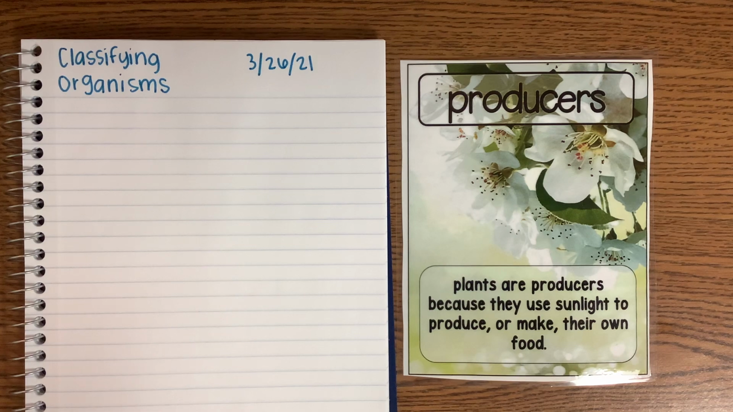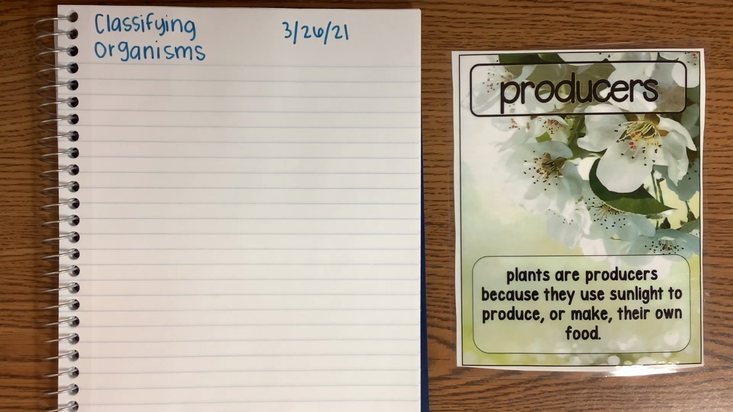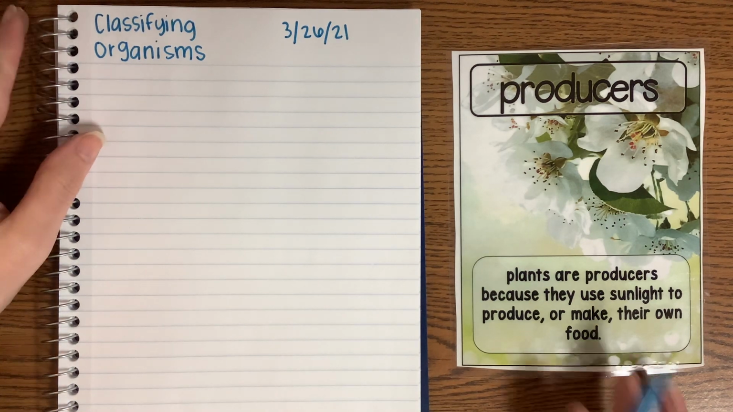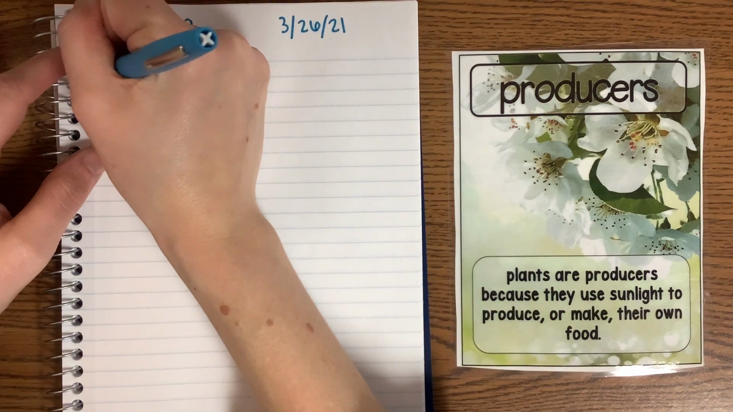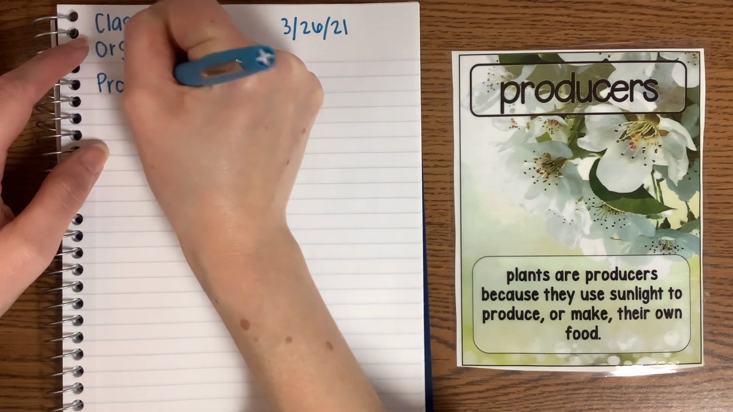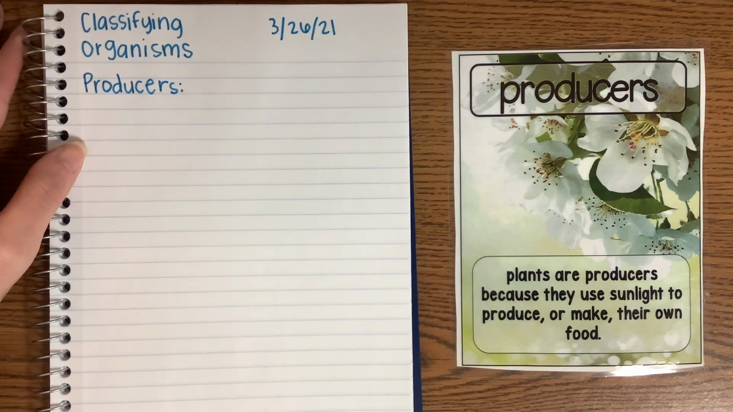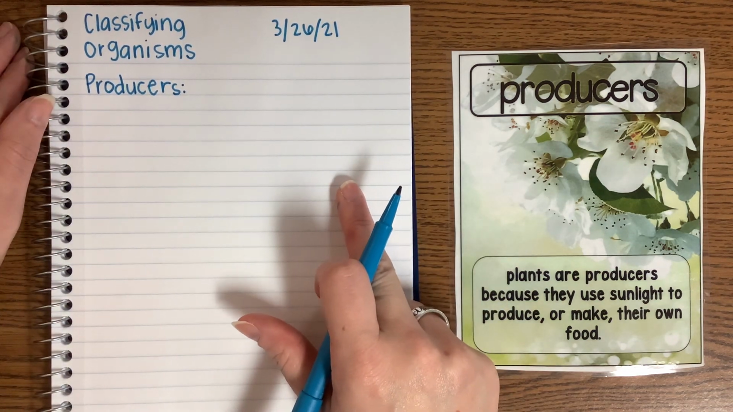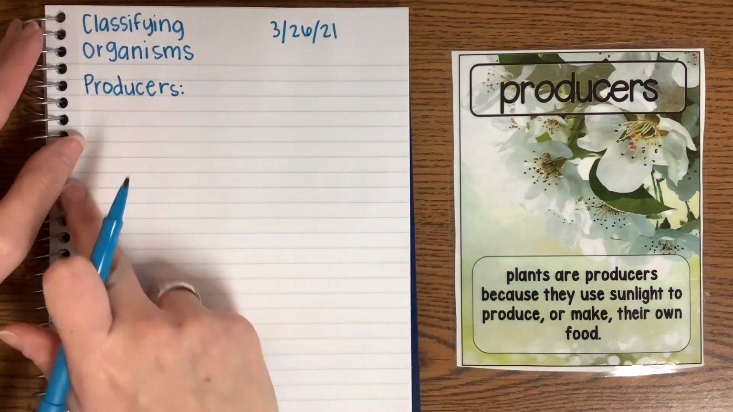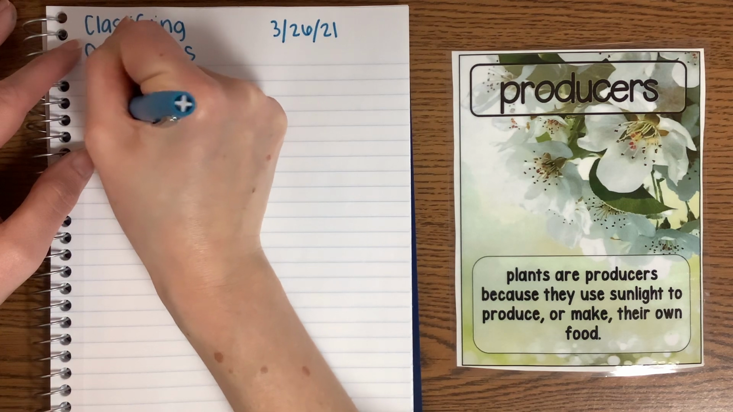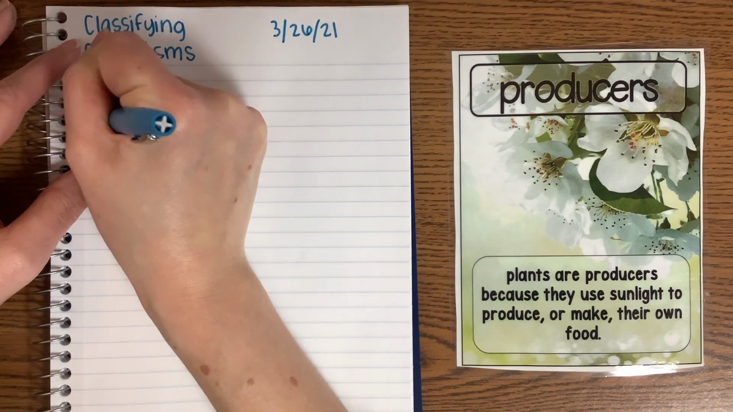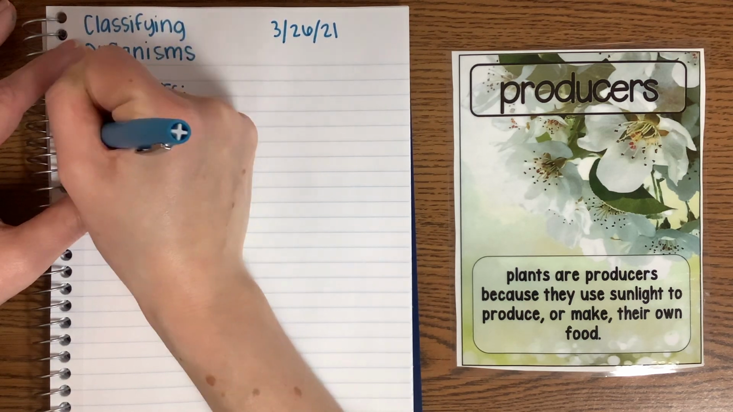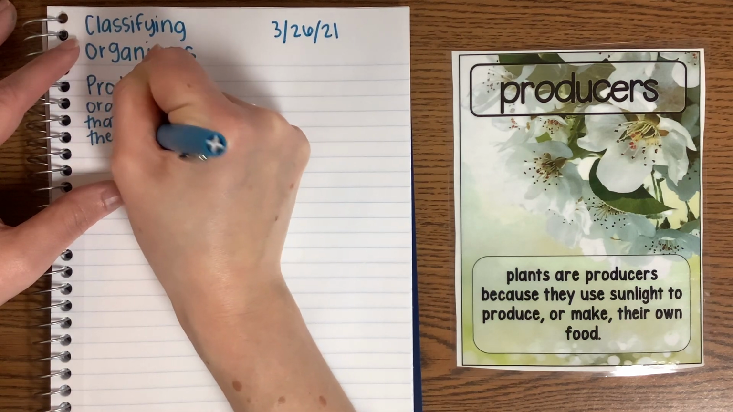Plants get their food from where? They make their food from the sun. So they use the sun to help make their own food. So if you have room on your page, we're going to write producers. We're going to write organisms that make their own food. Now, I'm going to write all of mine over here and draw my picture over here. So you can either copy me or just do it all the way across and draw your picture below. Organisms that make their own food.